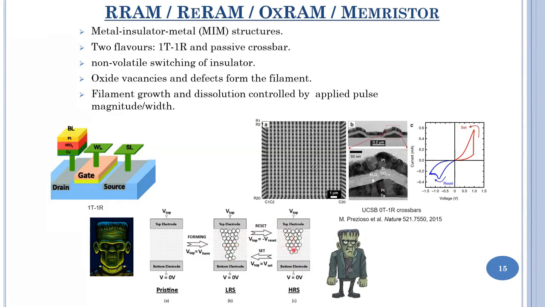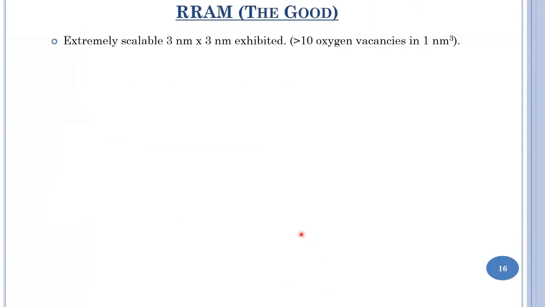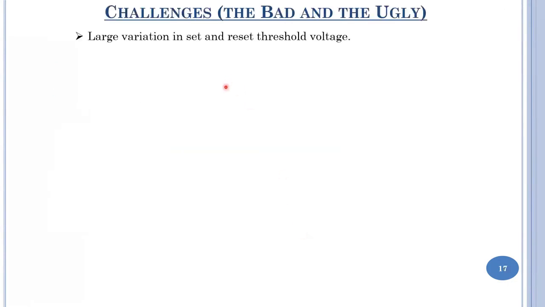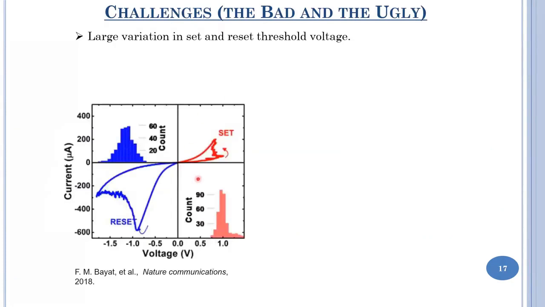There is a particular voltage at which this set or reset happens, and that voltage is called the set and reset threshold voltage. That voltage is really different for different devices in the array. So you apply the same pulse to all the devices, but not all will go to the set or reset state. Not all will switch. So it shows something called probabilistic switching, which is detrimental for applications such as memory or storage.